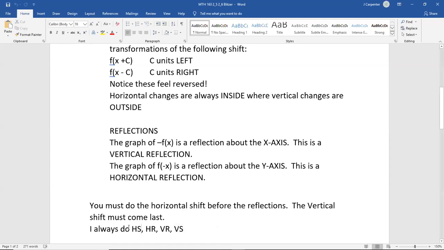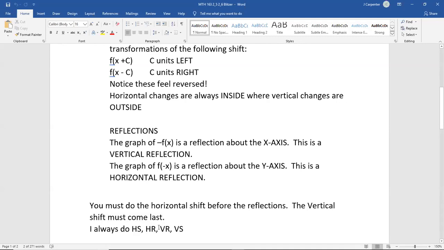So I'm doing my shifts first and last, the reflections in between, and you have to do the horizontal shift first. You could actually do the vertical stuff before the horizontal. You can do the vertical reflection, then the vertical shift, then the horizontal shift, then the horizontal reflection. You can actually mix horizontal and vertical stuff. You could do horizontal shift, then vertical reflection, then horizontal reflection, then vertical shift. There's at least 4 different orders of things that will get you correct answers, but there are a lot more orders that will get you incorrect answers, which is why I'm suggesting one particular method.